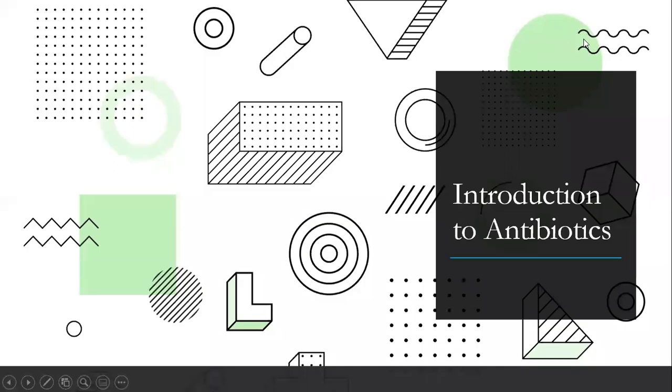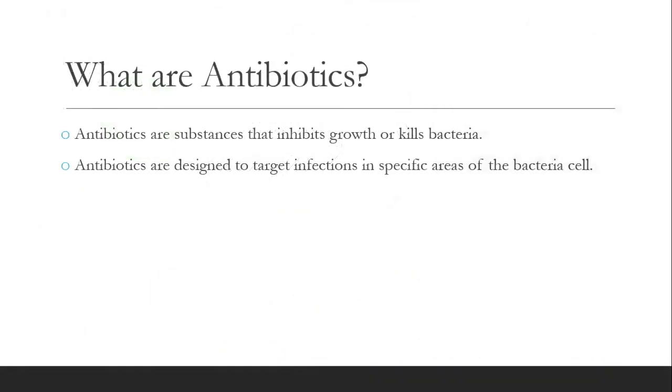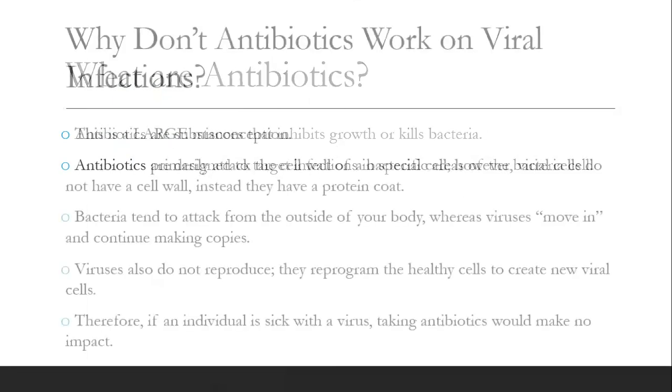Hello everyone, today I'll be giving an introduction to some different types of antibiotics. So what are antibiotics, first of all? They are substances that inhibit growth or kill bacteria, and they are designed to target infections in specific areas of the bacterial cell, mostly the cell wall, but the types can differ based on what type of antibiotic is prescribed.